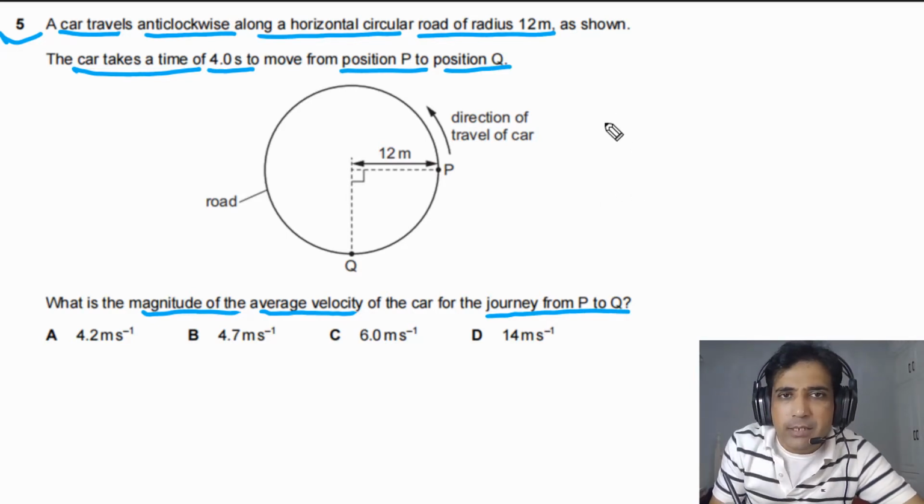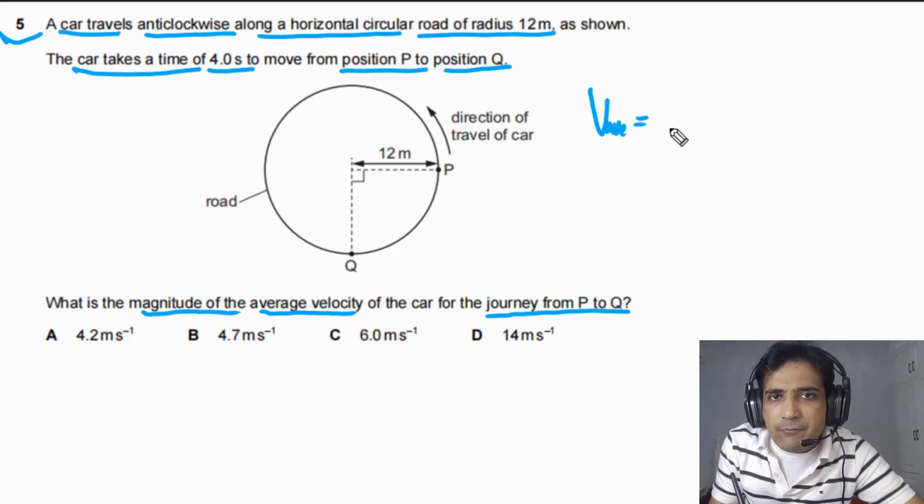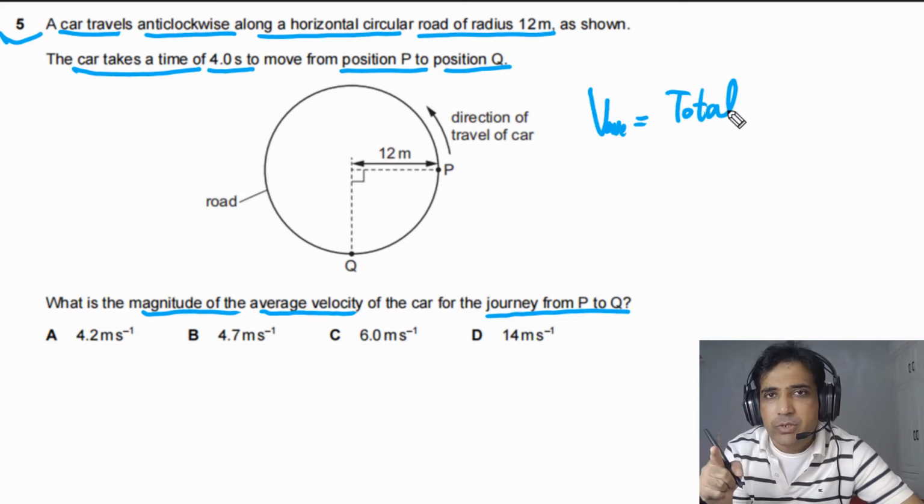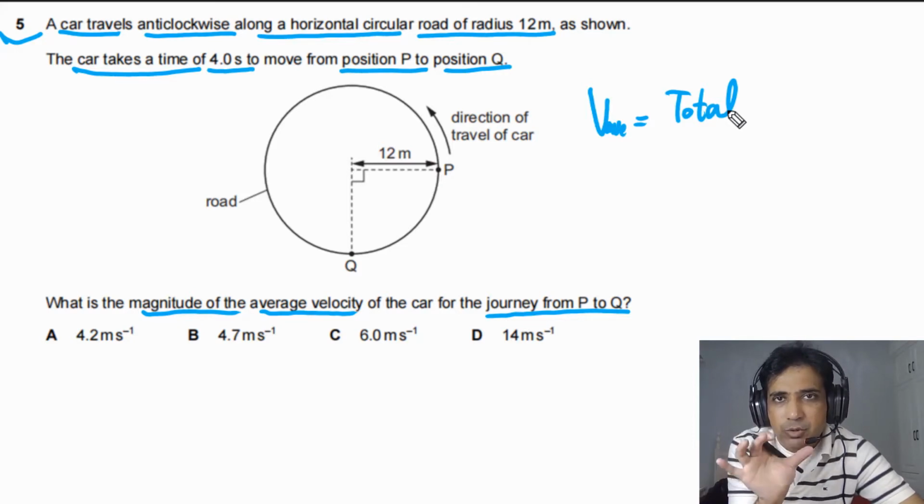So we need to understand how we can calculate V average. Average velocity is equal to total displacement, not total distance. If you use total distance, it means you will calculate average speed. In this case, average speed and average velocity are different because the car is not moving in a straight line. If the car is moving in a straight line, the magnitude of average velocity and the magnitude of average speed will be the same. But in this case, the car is not moving in a straight line, so the average speed and magnitude of average velocity will be different. So we need to calculate average velocity.